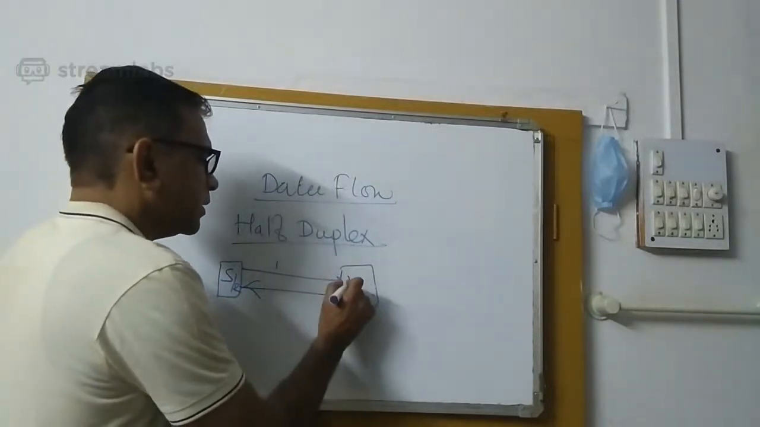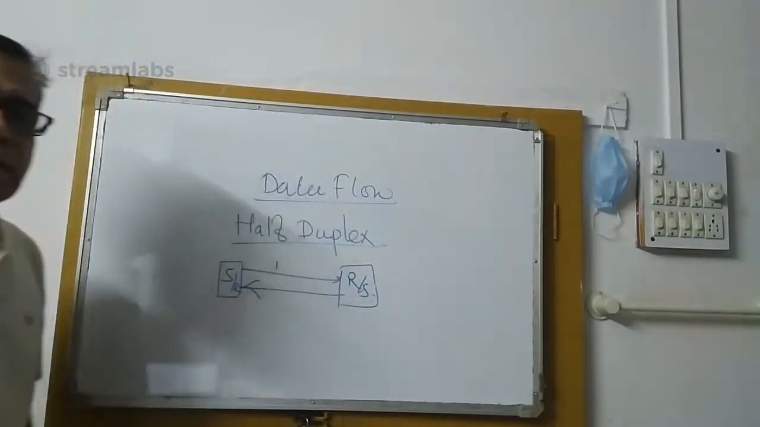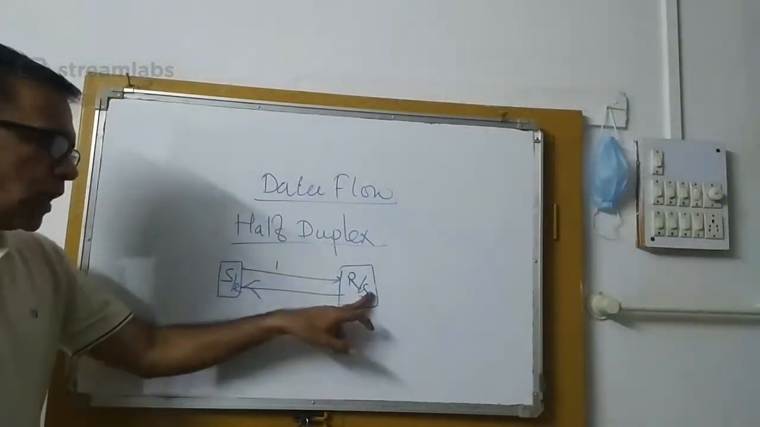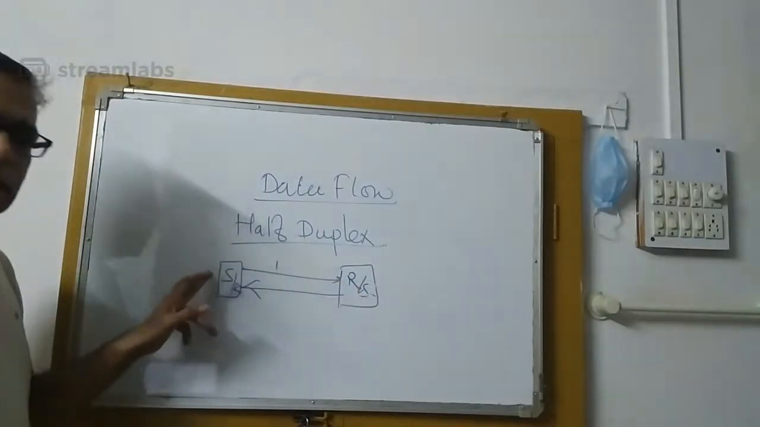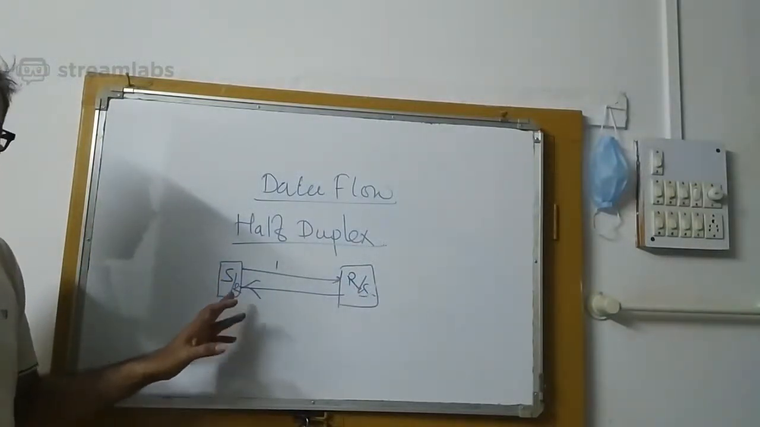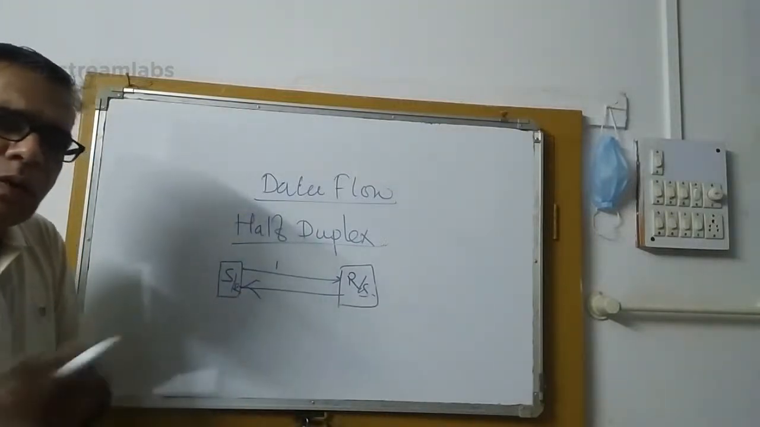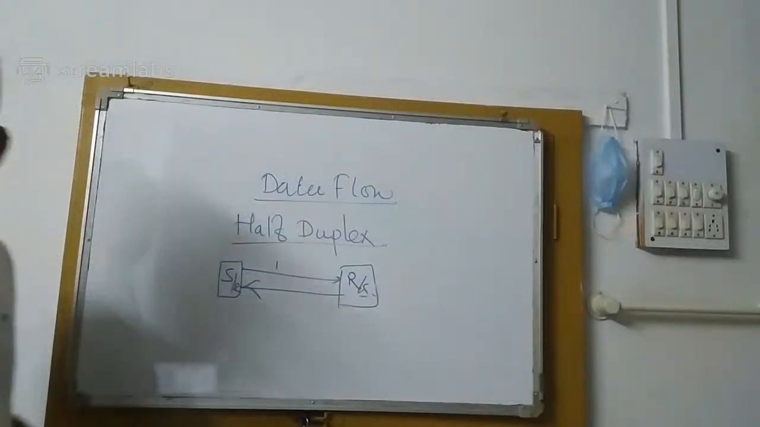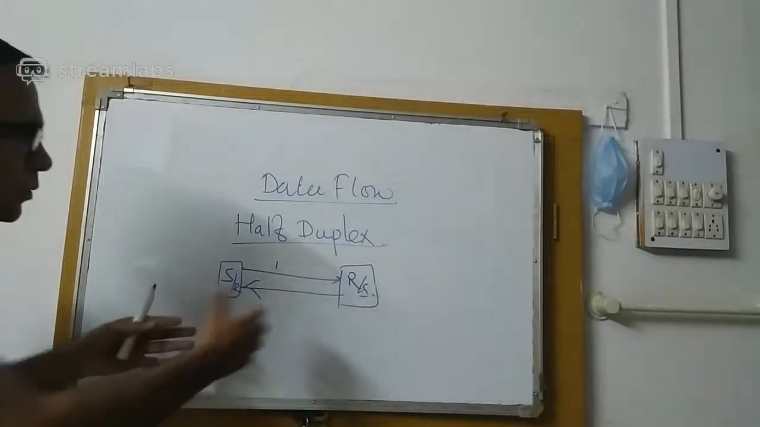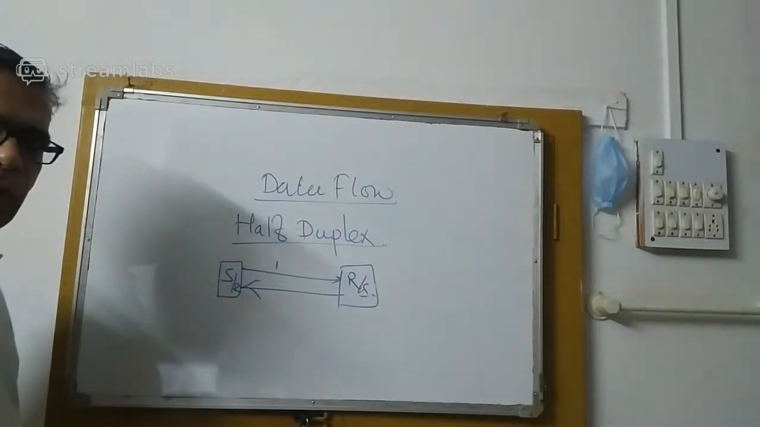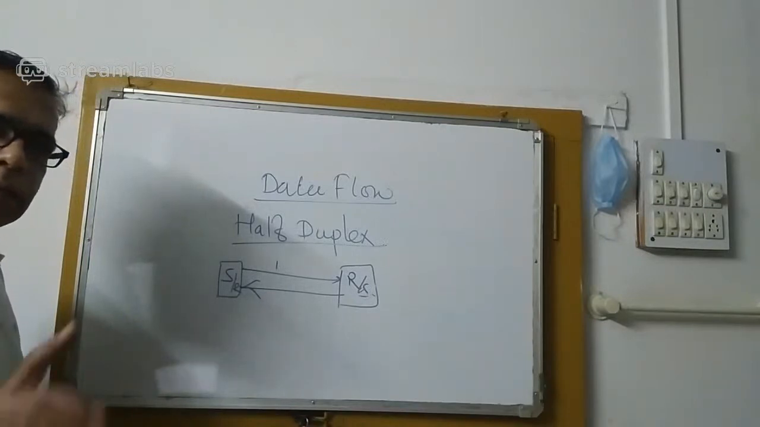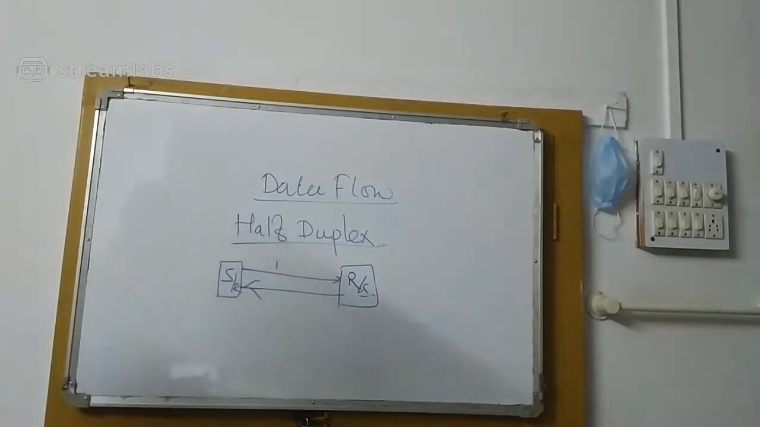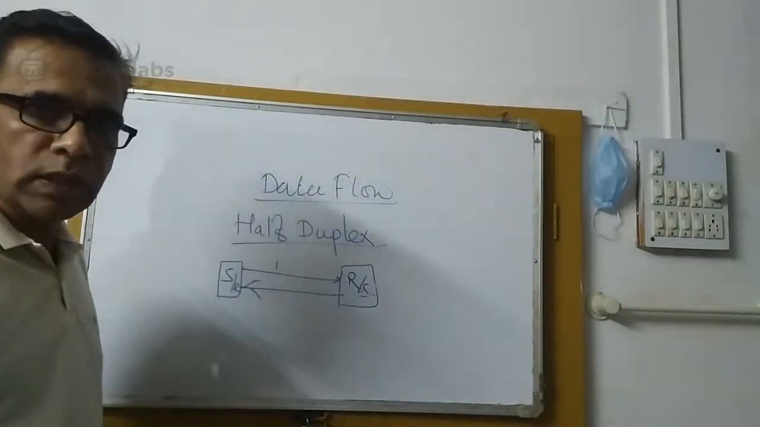I slightly change this naming. I'll call it as RS. Receiver, sender, sender, receiver. When one is sending, the other has to be a receiver, and when that one is sending, the other has to be a receiver. So that means data flow is allowed to happen in both the directions in this type of arrangement. In this half duplex mode, as I said, only one is allowed to transmit in one direction at a time.